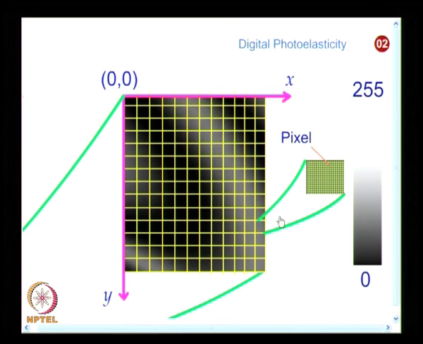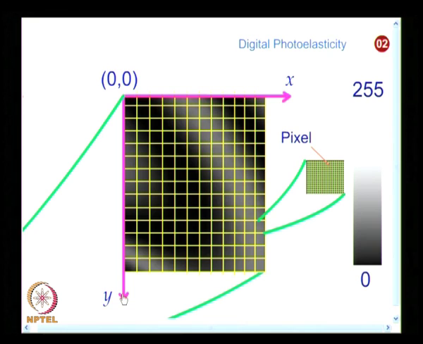So, what do you get as the result? The final result is that the whole image will be available as an array of numbers. And note down this axis: you have this as the origin in all the monitors, and x is defined like this and y is defined like this; y is positive downwards.